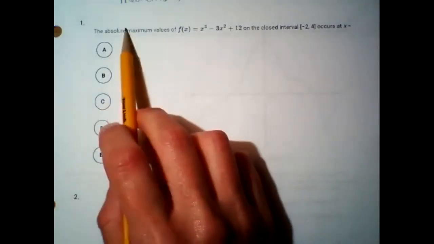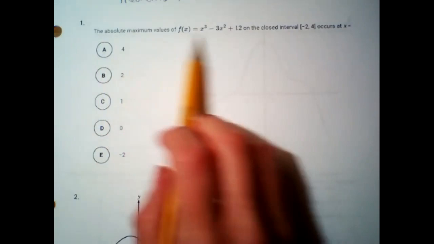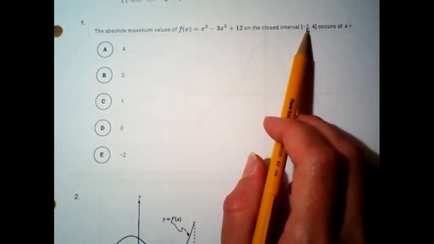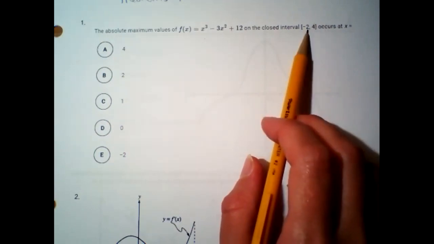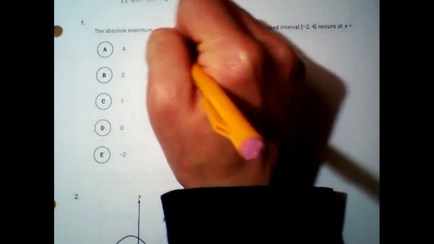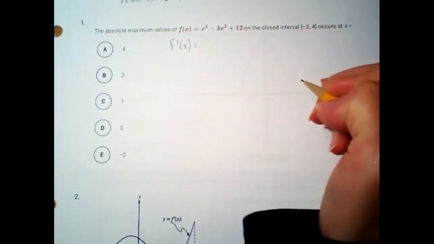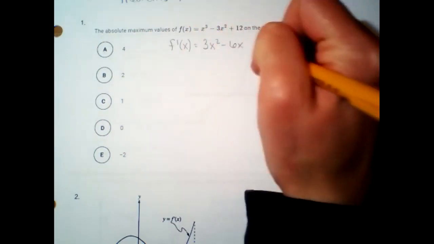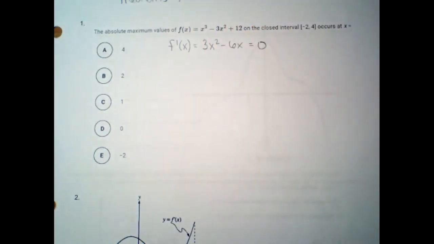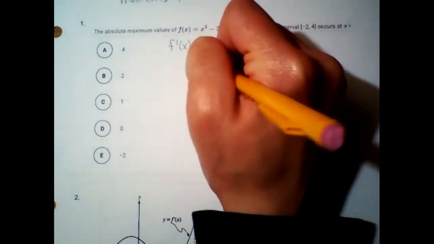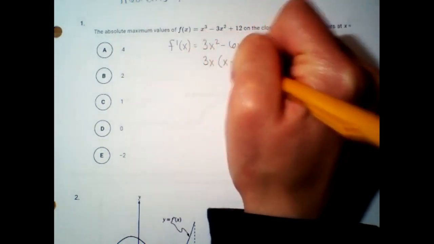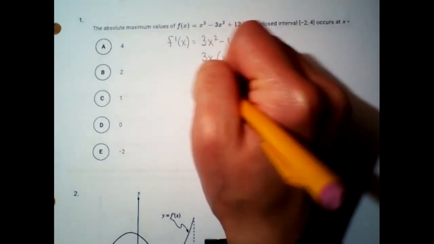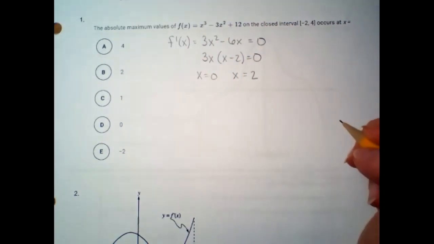So when you are being asked for an absolute maximum or minimum on an interval, this is going to be your candidates test. And your candidates are going to be these endpoints and your critical points. So to get our critical points, we're going to find the first derivative. So 3x squared minus 6x, set that equal to 0. We'll factor out 3x. And so our critical points are 0 and 2.